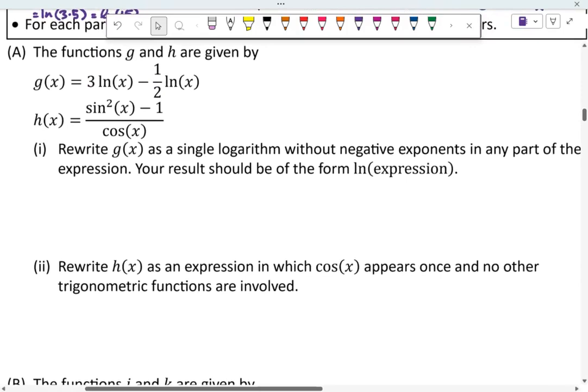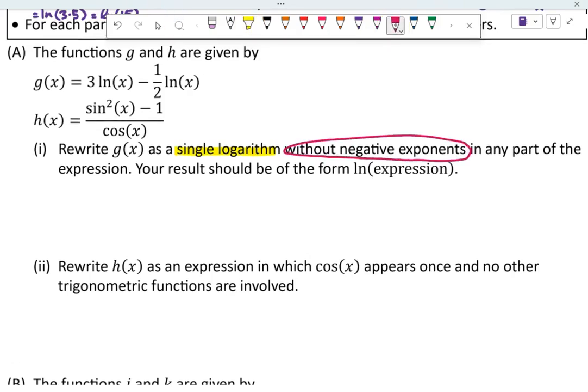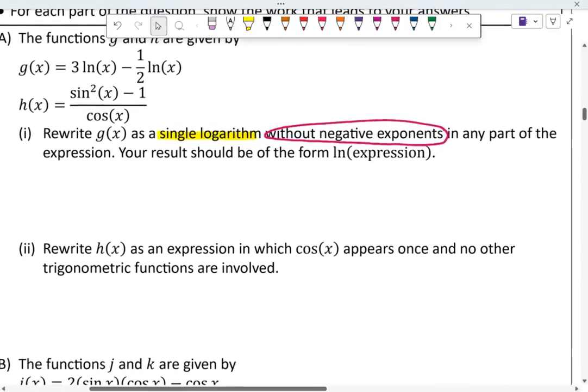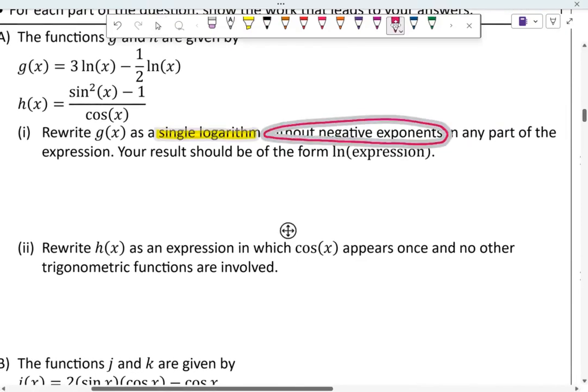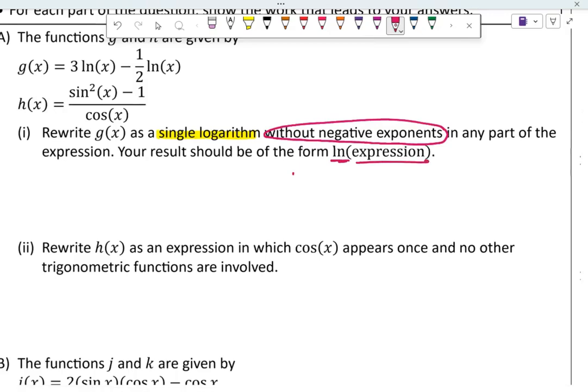We are given two functions, g and h. Part I, rewrite g as a single logarithm. So single logarithm without any negative exponents. That's going to be important right here. No negative exponents in any part of the expression. Your result should be in the form of natural log and then whatever expression you have inside. So let's go ahead and do it.